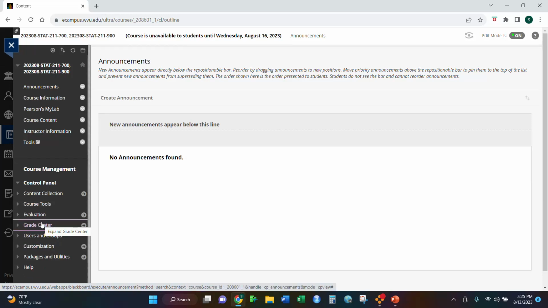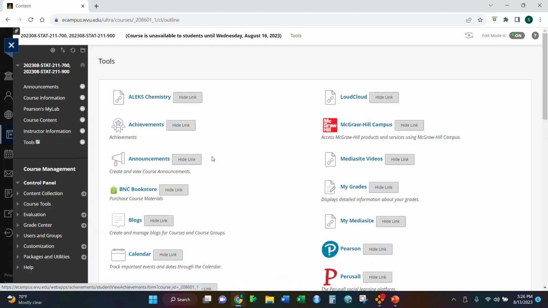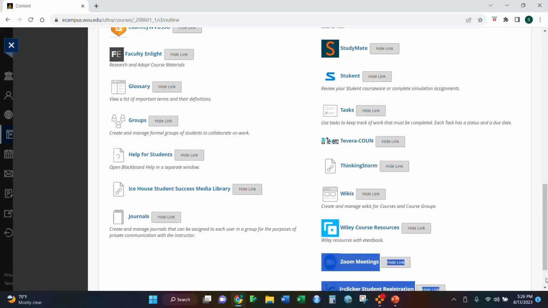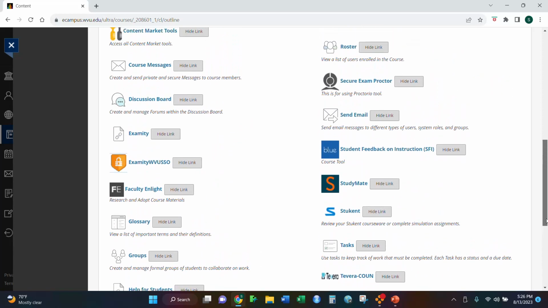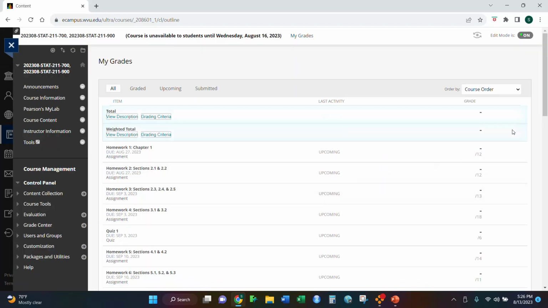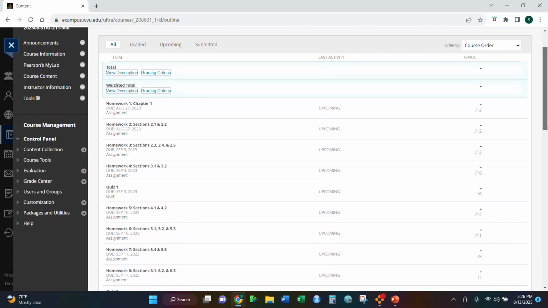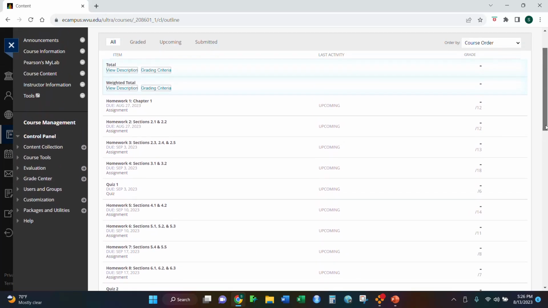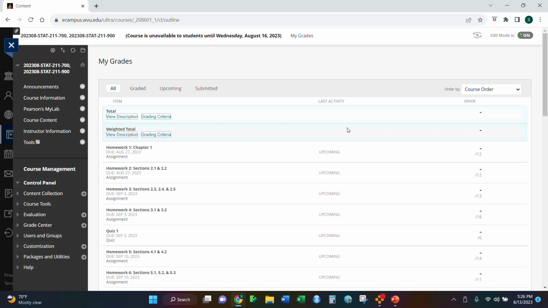But under tools, there will be a link that says my grades. I'm going to get rid of most of this because I don't think you really want to look at that. But there will be an option that says my grades. Ah, there it is. It will have your grade on each of your assignments, and it'll let you know, of course, if something is upcoming, things of that nature.